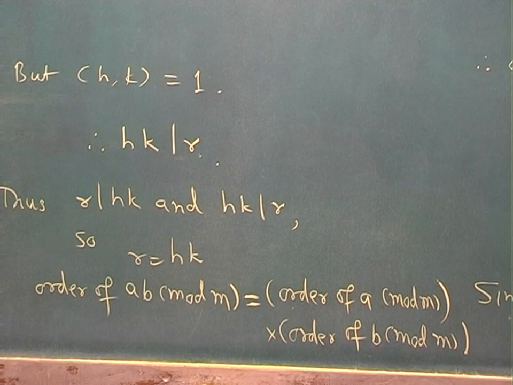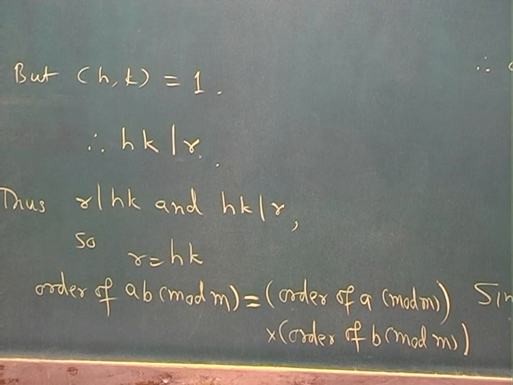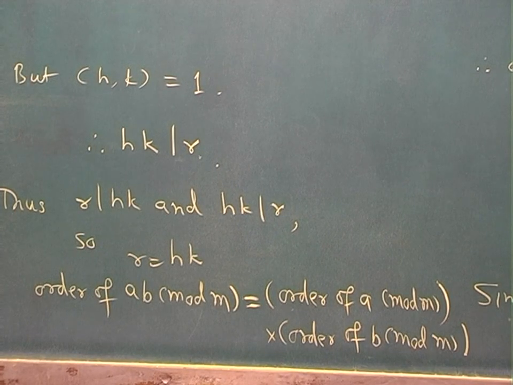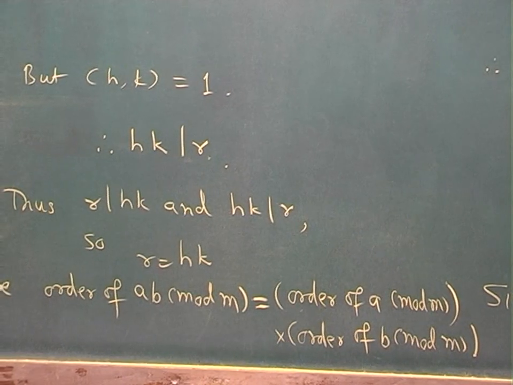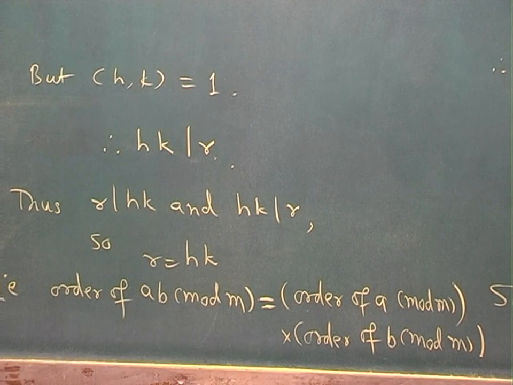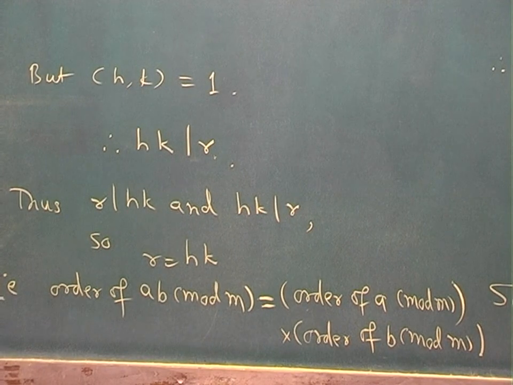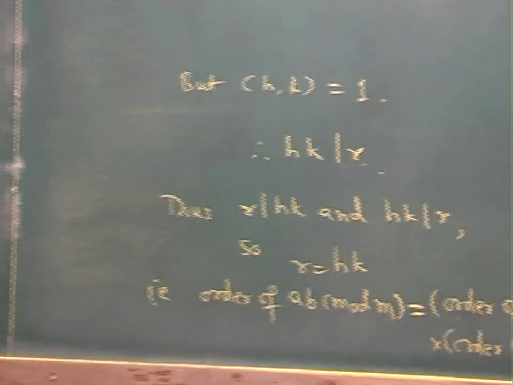So far we have seen that the order of any element, any integer mod m, divides phi of m. Sometimes there are elements whose order is the maximum possible order, phi of m, and such elements are called primitive roots. The order of a product is equal to the product of the orders provided the orders are co-prime. Let me take another example to show that a primitive root may not exist.